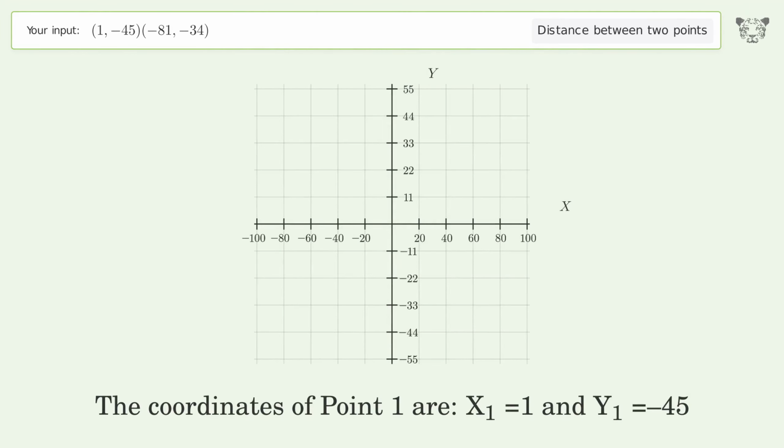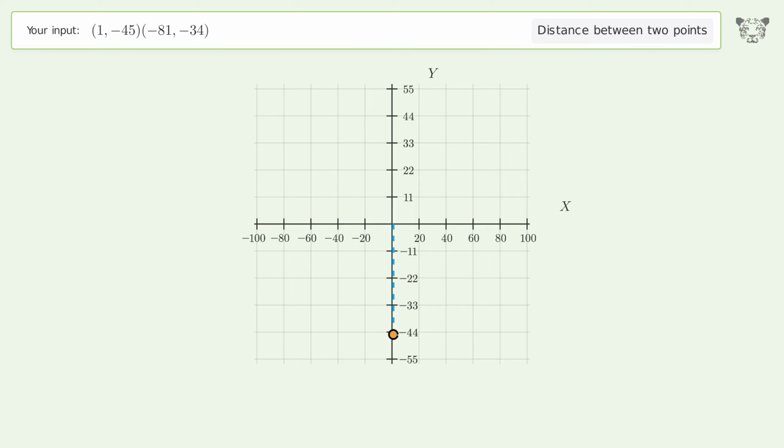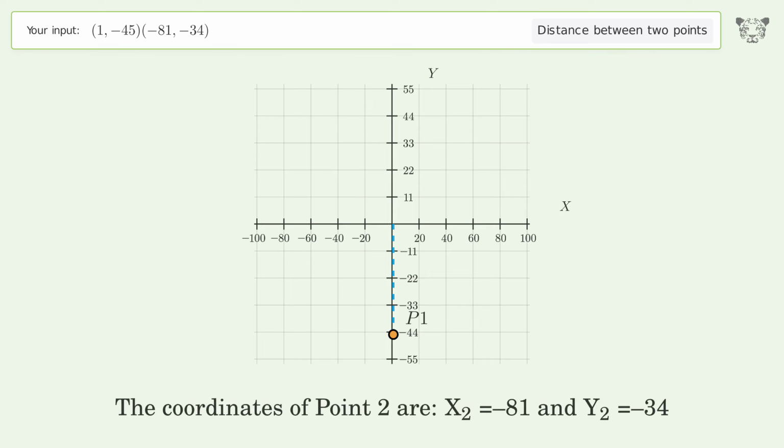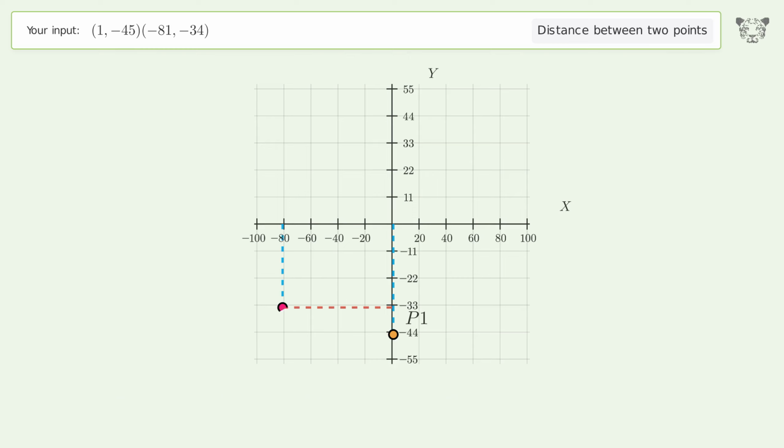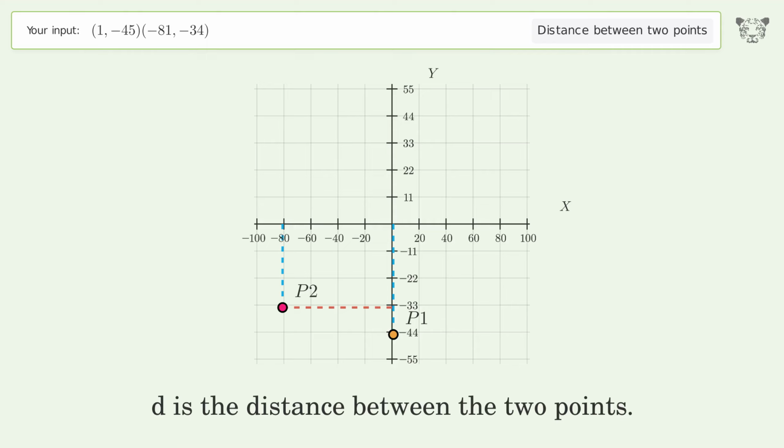The coordinates of point 1 are, x1 equals 1 and y1 equals negative 45. The coordinates of point 2 are, x2 equals negative 81 and y2 equals negative 34. D is the distance between the 2 points.